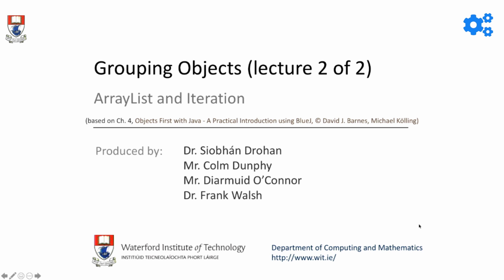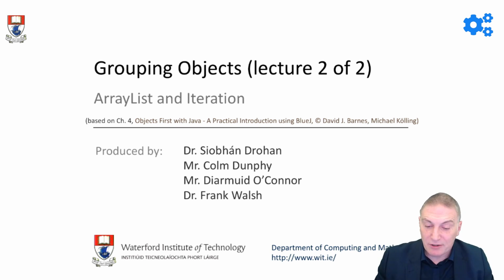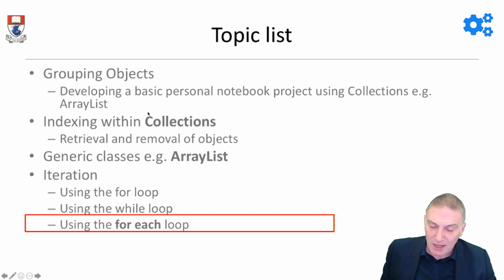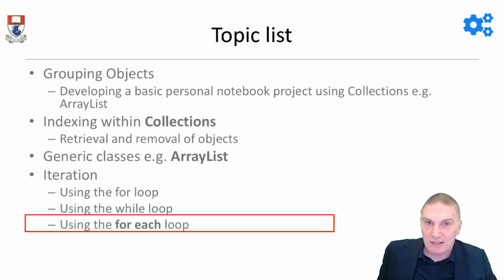So today we're going to be continuing with grouping of objects. We're working with our array list and iteration, which we started the last day. Here's our table of contents for the entire week. You can see we started with grouping objects, developing a basic personal notebook project using collections. Then we moved into indexing within collections. We saw that with arrays, you have a straightforward index. It starts at 0, it goes up to max -1 or size -1, and we don't get involved in changing the indices and removing positions within the array.